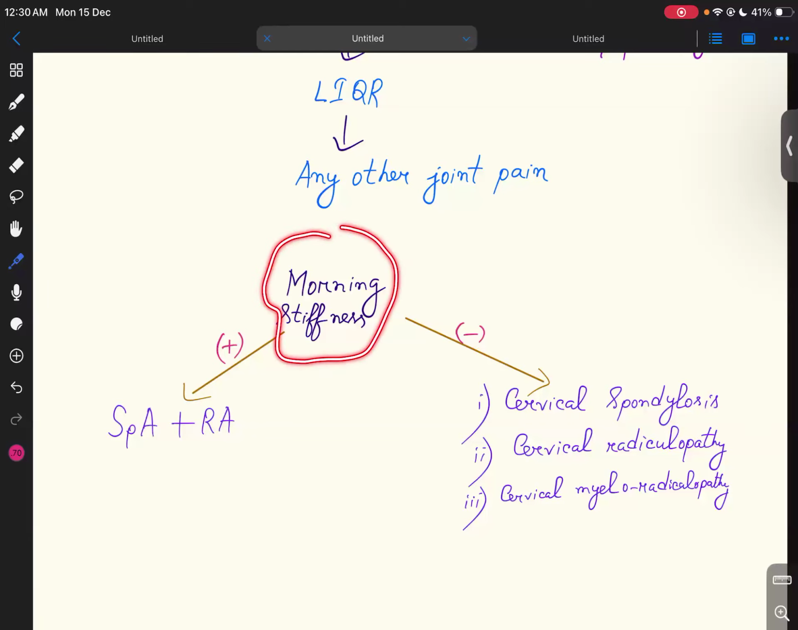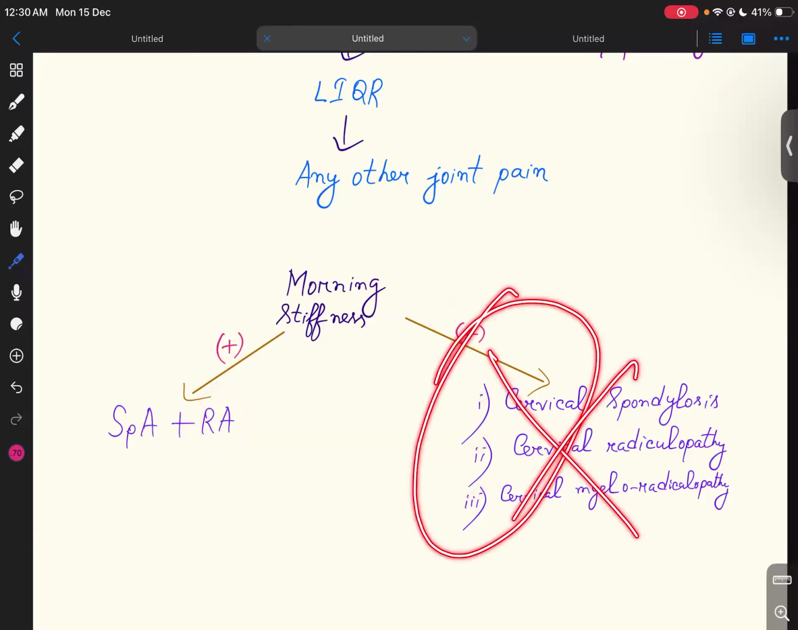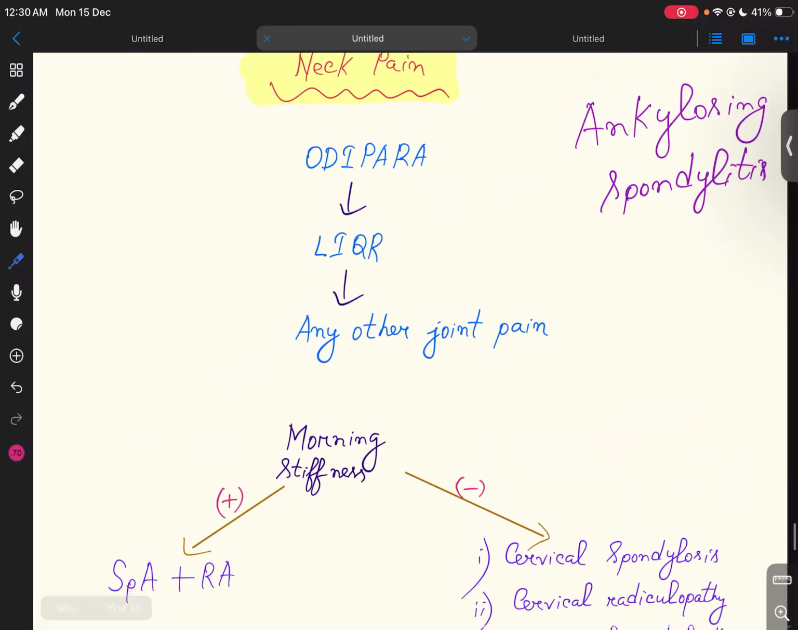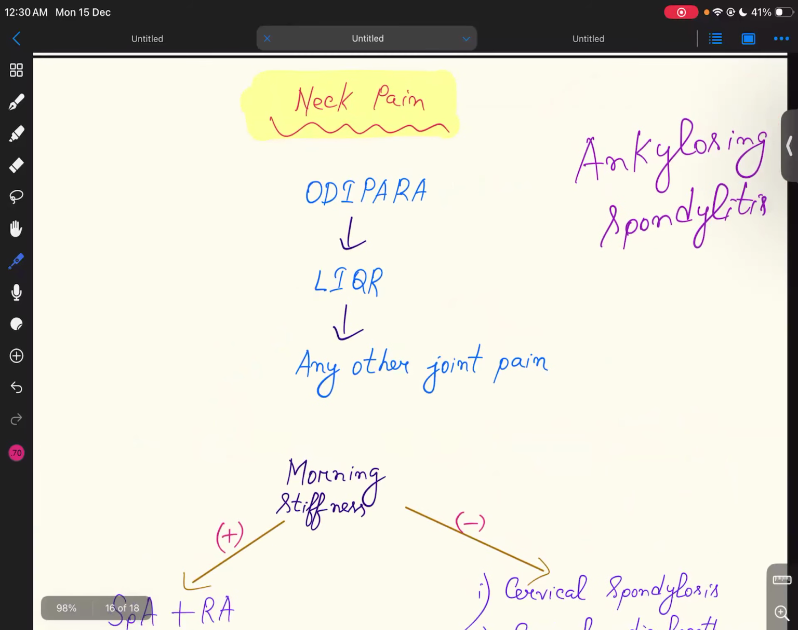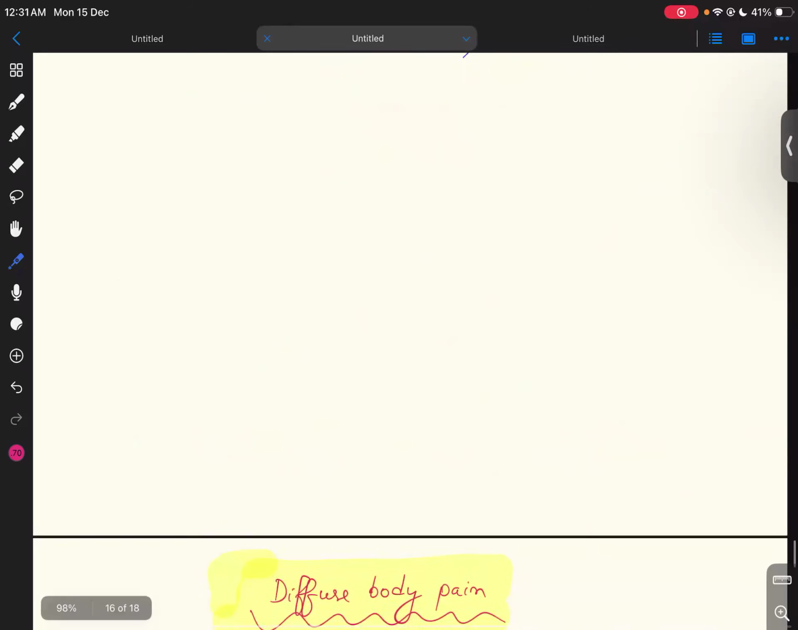Like for the neck pain, if the patient is having morning stiffness, it will be seronegative spondyloarthritis and rheumatoid arthritis. If there is no morning stiffness, it will be cervical spondylosis or cervical radiculopathy or cervical myeloradiculopathy. But it has not come up to now, anytime. Only this ankylosing spondylitis has come only one time in the PACES exam, and that's why it is termed a one-star prompt. So I hope this is clear. Now let's proceed to the next prompt.